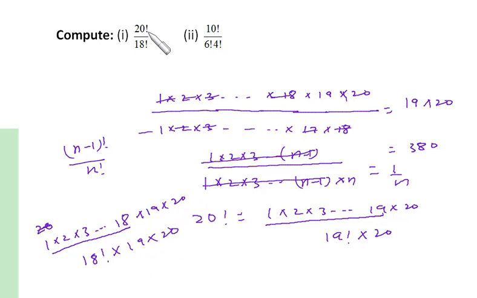Now, as simple as that, 20 factorial by 18 factorial is what? It's 18 factorial into 19 into 20 by 18 factorial. So it will get cancelled. So it's 19 into 20, right?